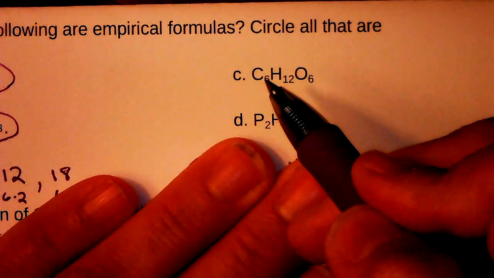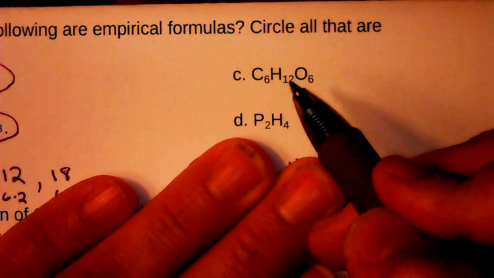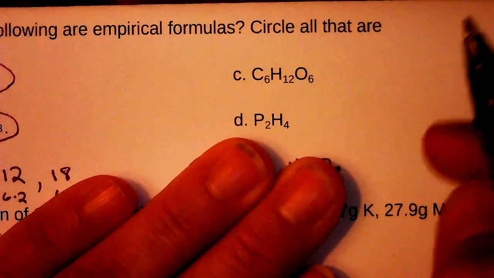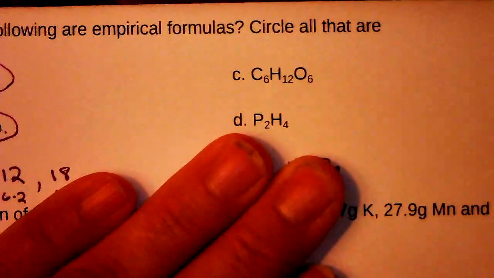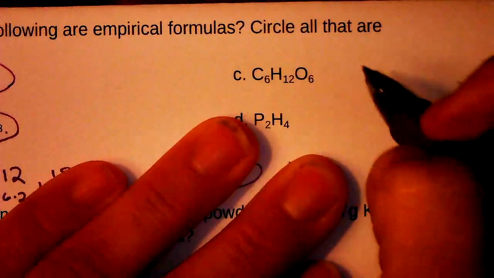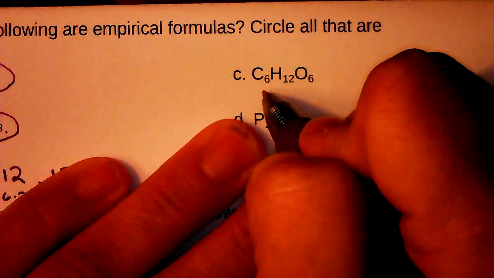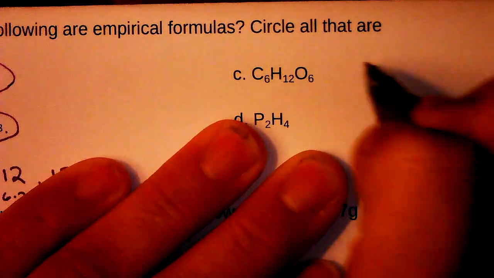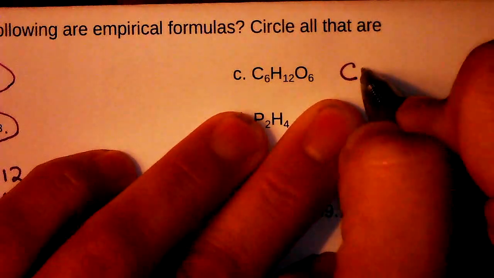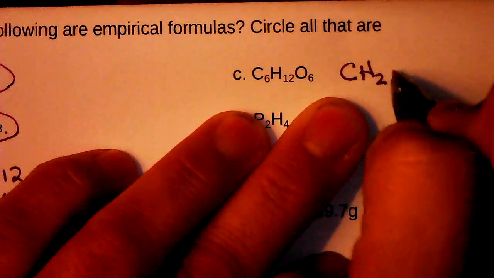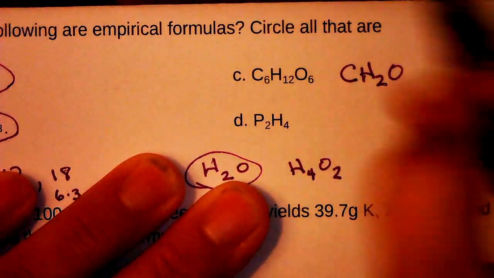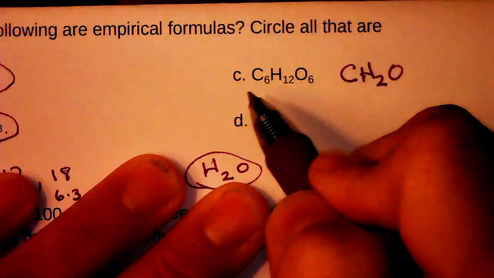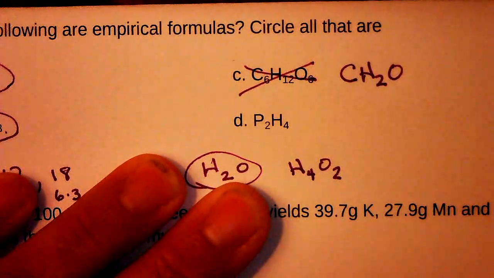We've got C6H12O6. Oh yeah, these have a common denominator, it's 6. So it didn't ask us to write what the empirical formula is, but if we did, and we divided each of these subscripts by 6, we would have CH2O. All right, that would have been the empirical formula. The question asks, circle the empirical formulas. This is not, so we're not going to be circling this.